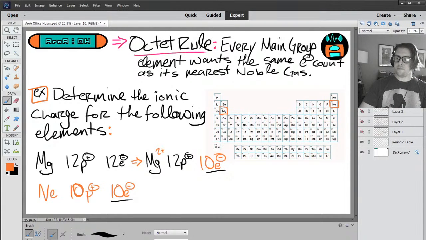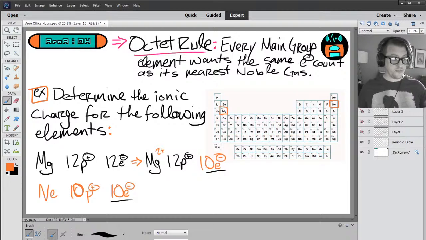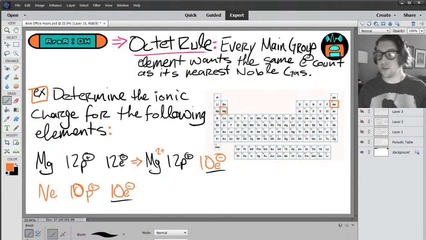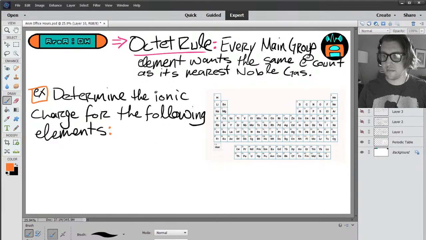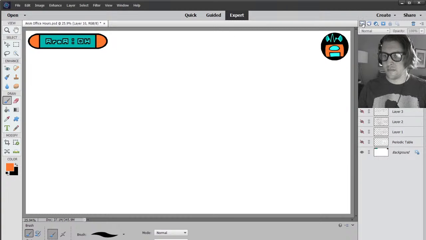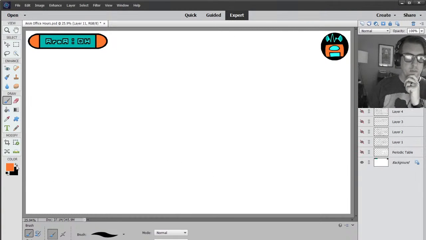All right, now that we've had an introduction to why ions form, how they form, we can start talking about naming them. All right, so we finally get to crack open the topic of ionic nomenclature.